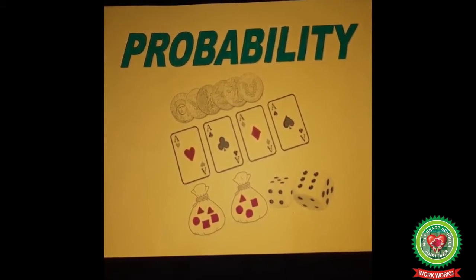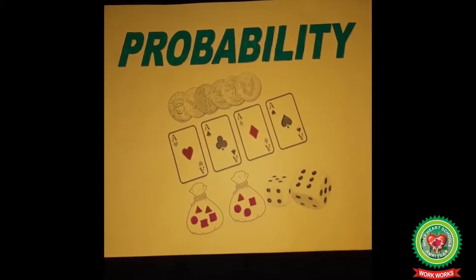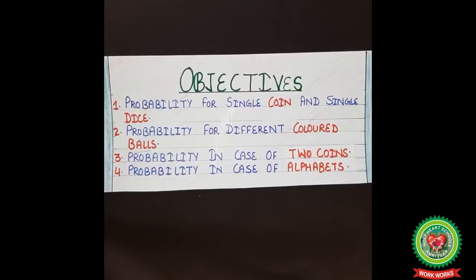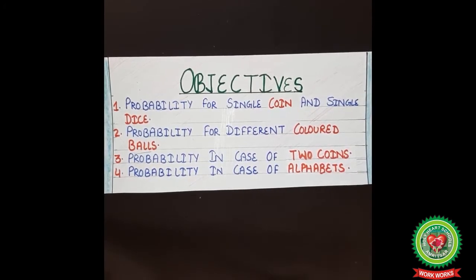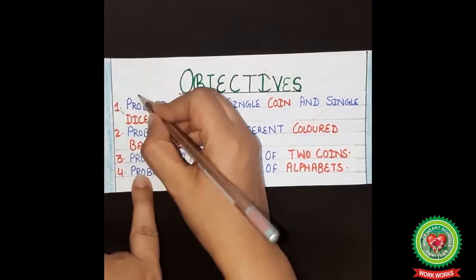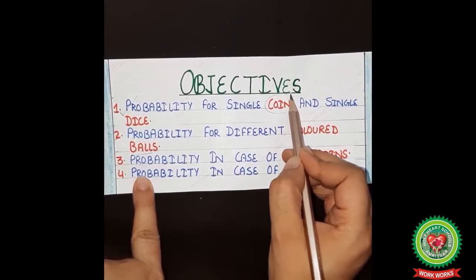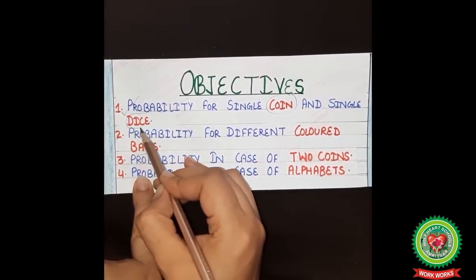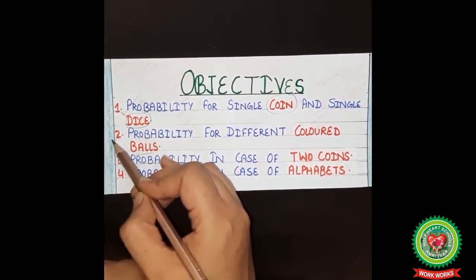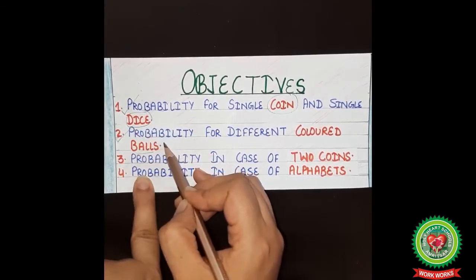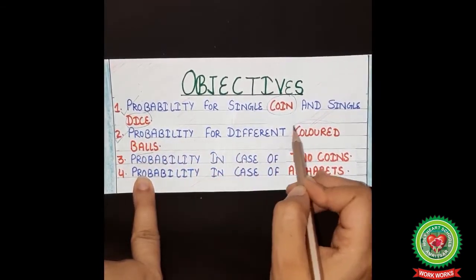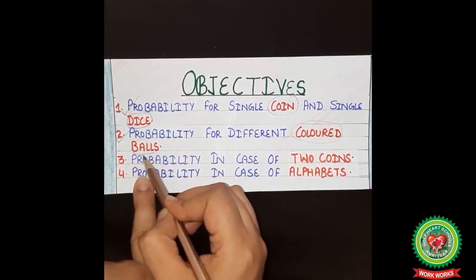Today we are going to discuss a topic, probability, which deals with the study of chances. Firstly, let's have a look at the objectives. Objective number 1 is probability for single coin and single dice. Objective number 2 is probability for different colored balls.